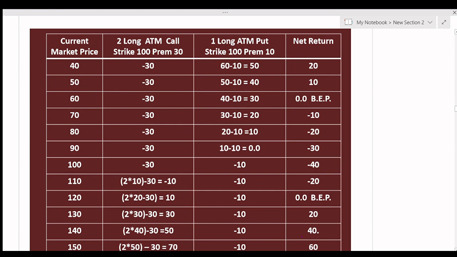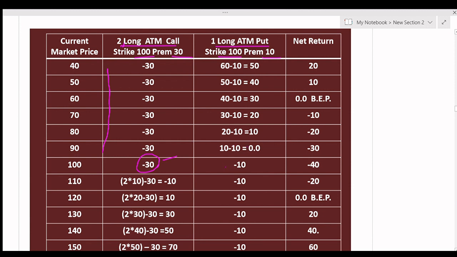Come to the table. Now the strategy is buying 2 calls at ATM strike price rupees 100, and premium is 2 into 15, rupees 30, and buy 1 ATM put option, strike price is rupees 100 and premium is rupees 10. Up to the point of 100, that is the strike price, the call buyer incurs a loss of rupees 30, that is the premium paid. He will not exercise his right and he will incur a loss of the premium paid, rupees 30, and it comes from the lower side to the upper side because it is a long call.